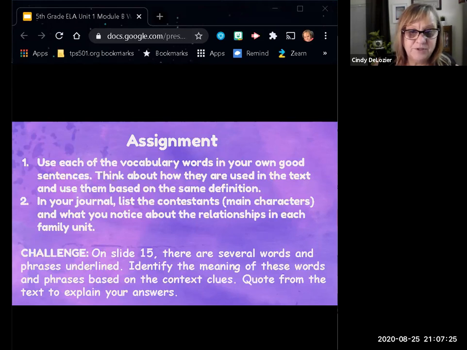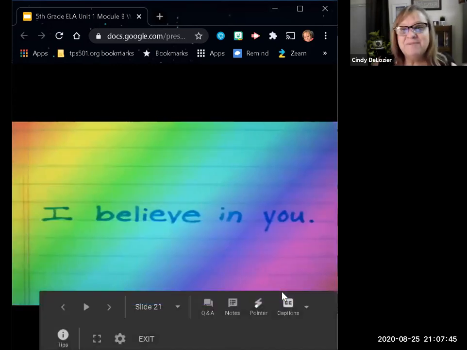Finally, I want you to look at the challenge. On slide 15, there are several words and phrases underlined. Identify the meaning of these words and phrases based on the context clues. Quote from the text to explain your answers. Fifth graders, you can do this. I believe in you.